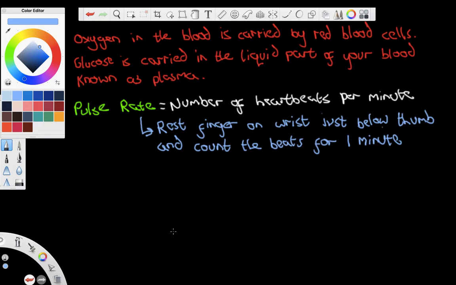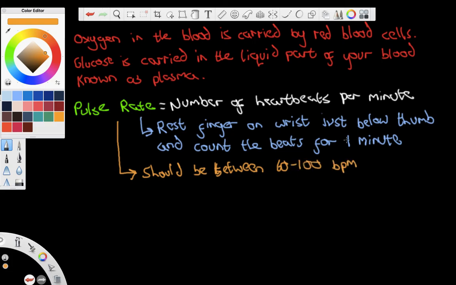Your resting heart rate, so pulse rate, should be between 60 and 100 beats per minute, BPM. Okay. However, some people have it much lower, some people have it much higher. For example, mine is 42. I have a very low resting heart rate. Some people have it very high, over 100. It's nothing to worry about if it's not between 60 and 100. However, the average is between 60 and 100.